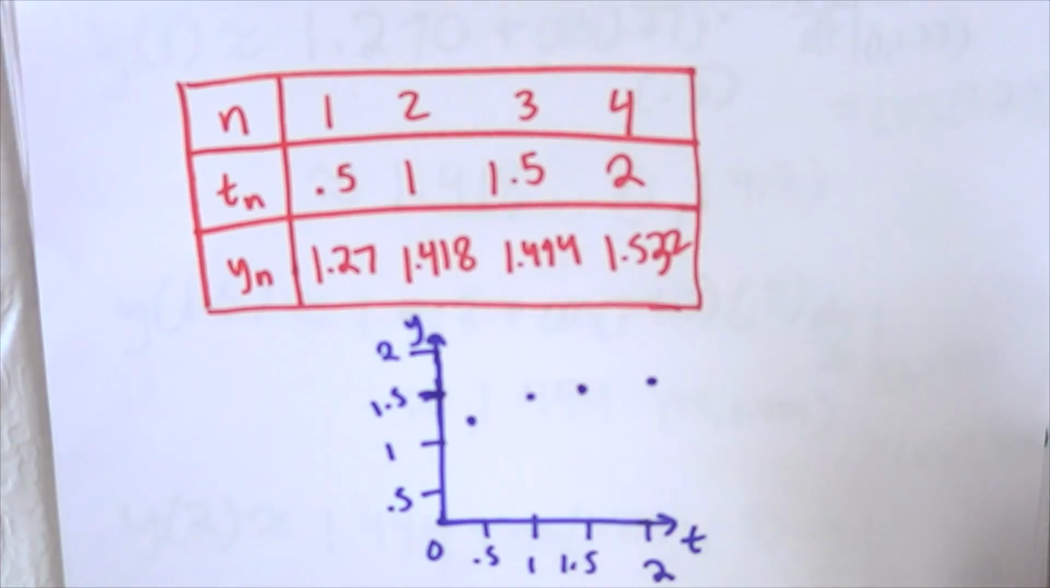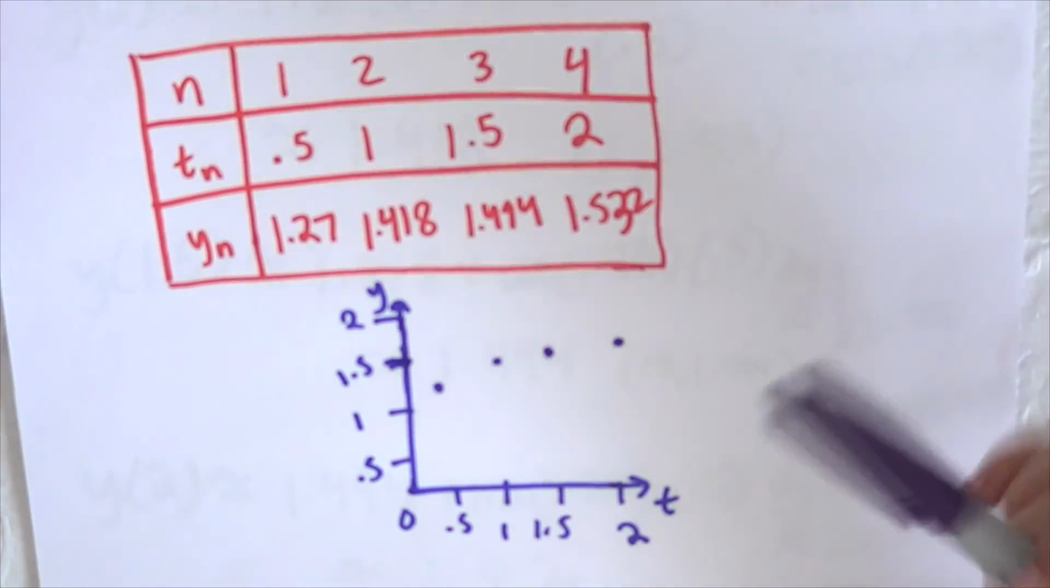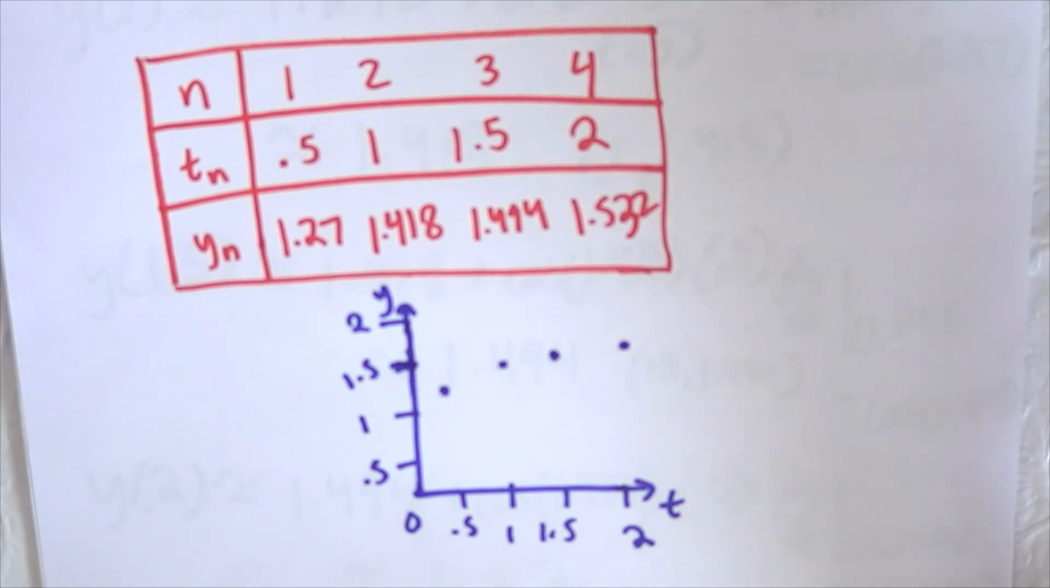So yeah, that was finding approximations using Euler's method.